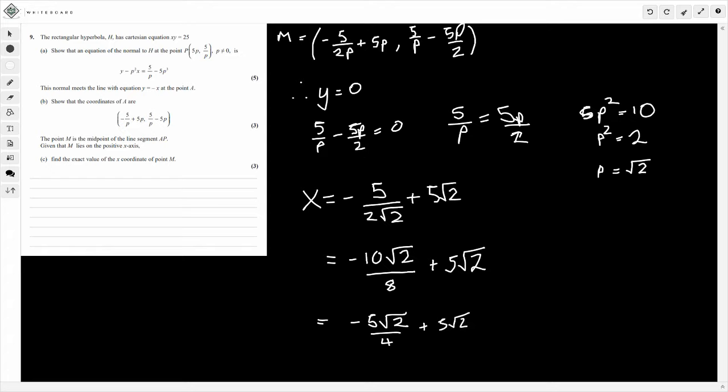And then how would I simplify this? If I times the 5 root 2 by 4, that's going to be 20 root 2, minus 5 root 2 divided by 4, so that's going to be over 4 as well. So that's going to give me 15 root 2 divided by 4. I've obtained this value by timesing it by 4, so they've both got a common denominator of 4, and then just performing the calculation. That's 20 root 2 divided by 4 minus 5 root 2 divided by 4 to give me 15 root 2 divided by 4. And that's it, that's the exact value of the x coordinate of point M.